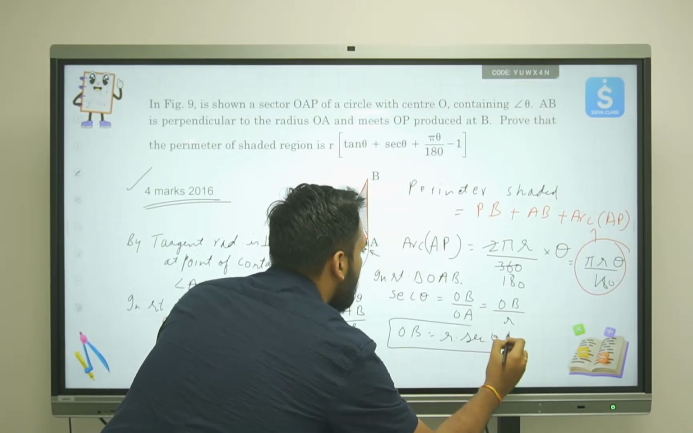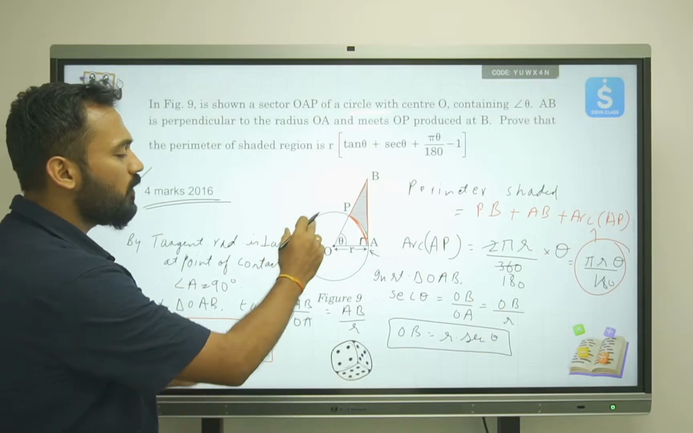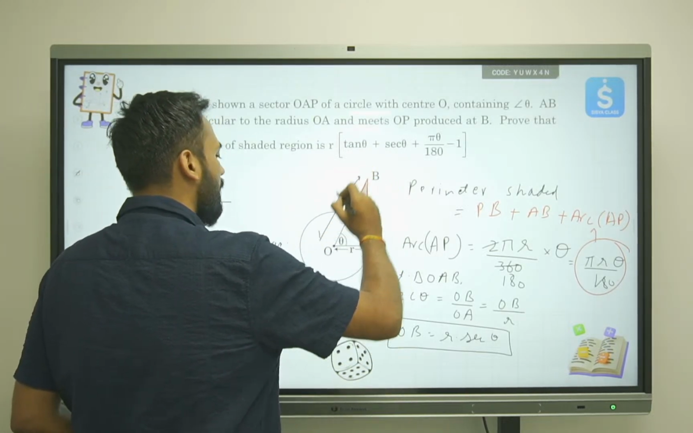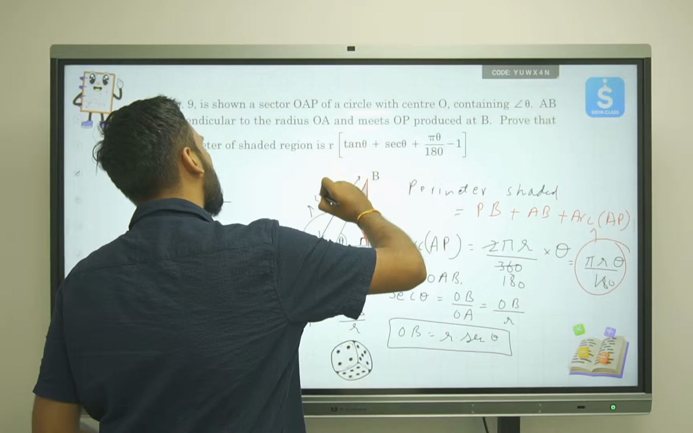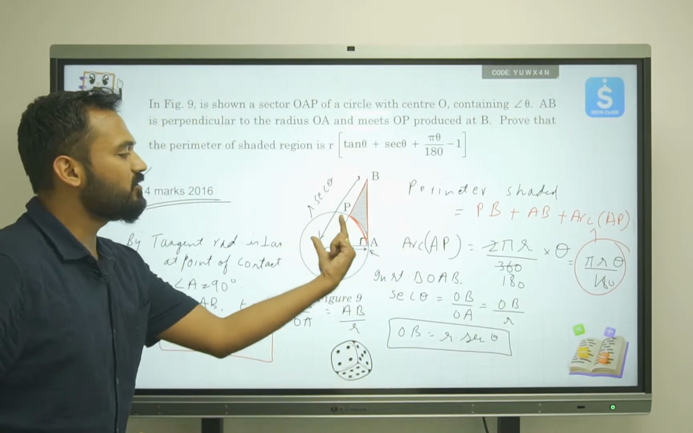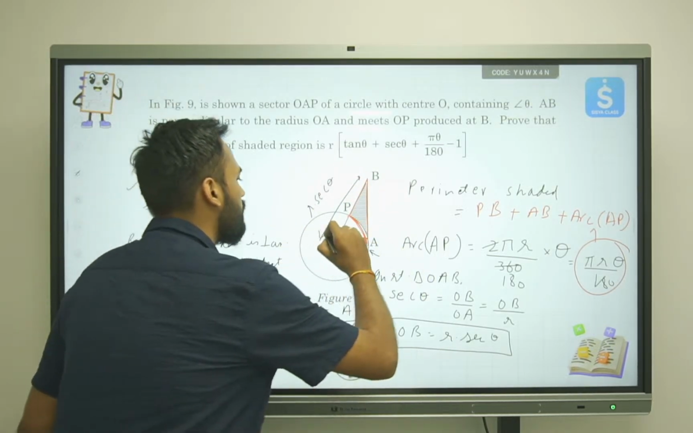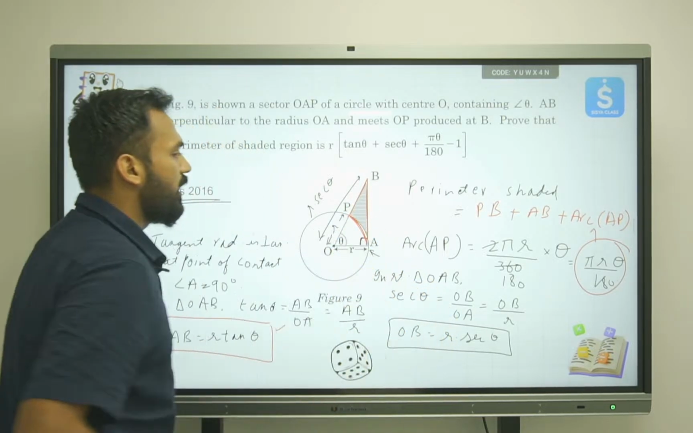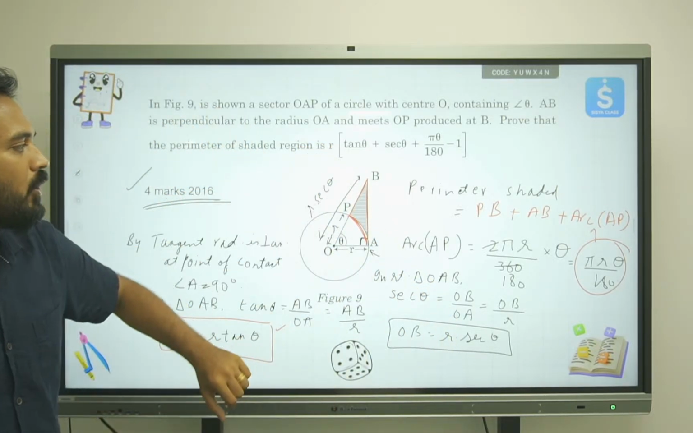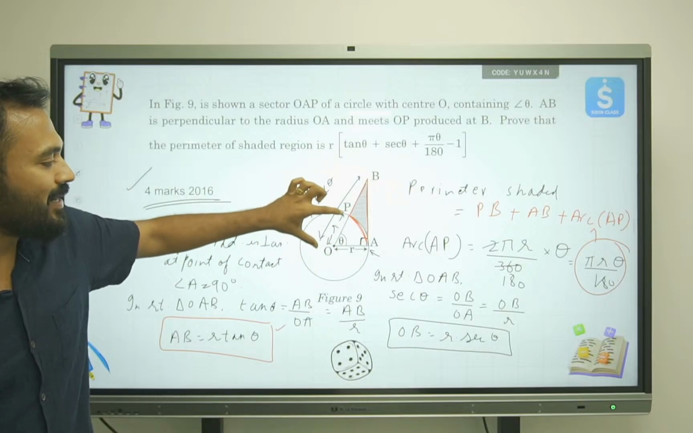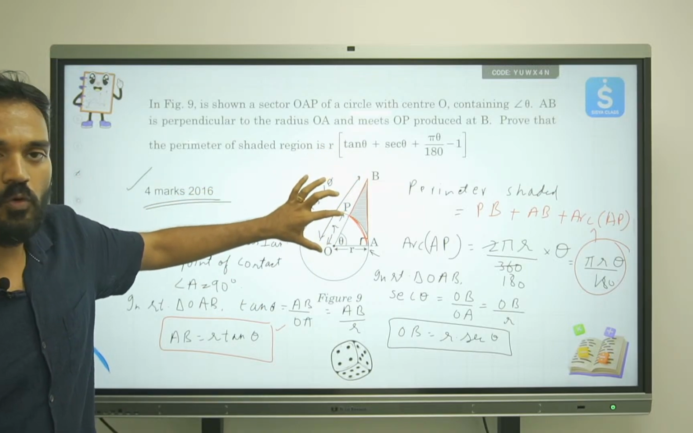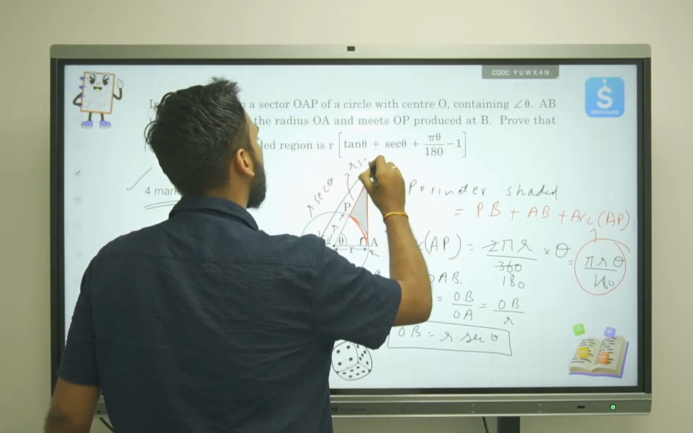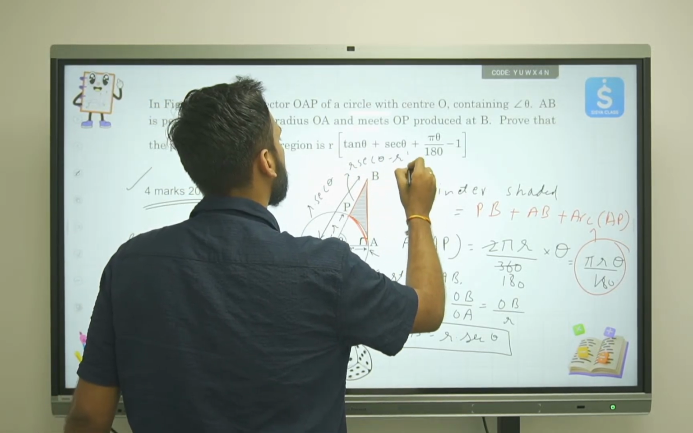But we need not find out OB. We need to find out what is the length of PB. This complete is R secant of theta. Correct? And this much, O to P, is only R. From O to P is only R. Therefore, PB will come out to be OB minus OP. OB minus OP. This will come out to be R secant theta minus R.